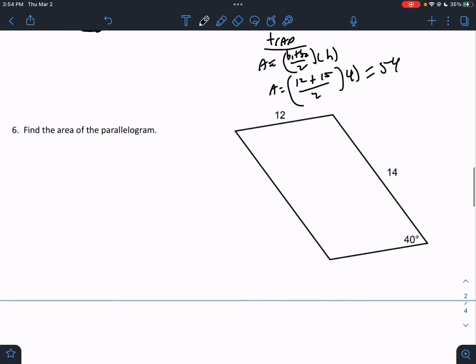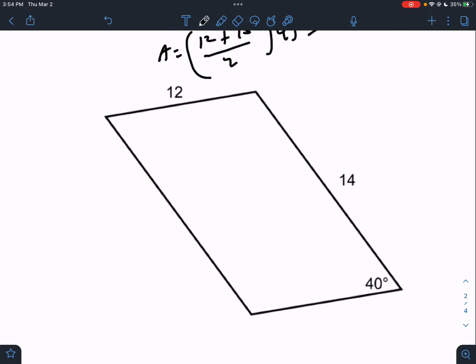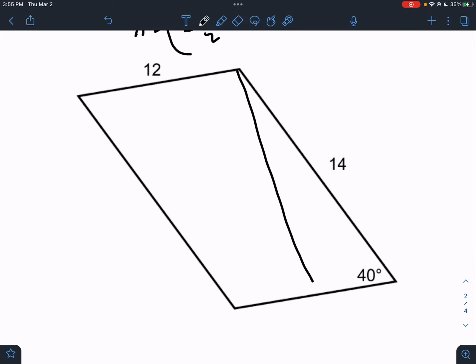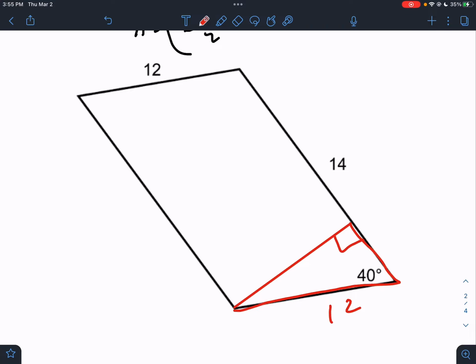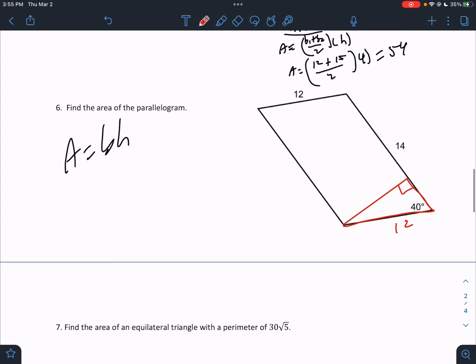Parallelogram is base times height. So the area equals base times height, but you can't do base times height unless you have a right. No rights, no heights. You gotta fight for your heights. You could drop a height this direction, and you'd have a hypotenuse of 14, or you could drop a height this direction, and you'd have a hypotenuse of 12. Either way is fine. You can do either one. I'm going to do the one that's more vertical. I think it's a little bit easier to see.